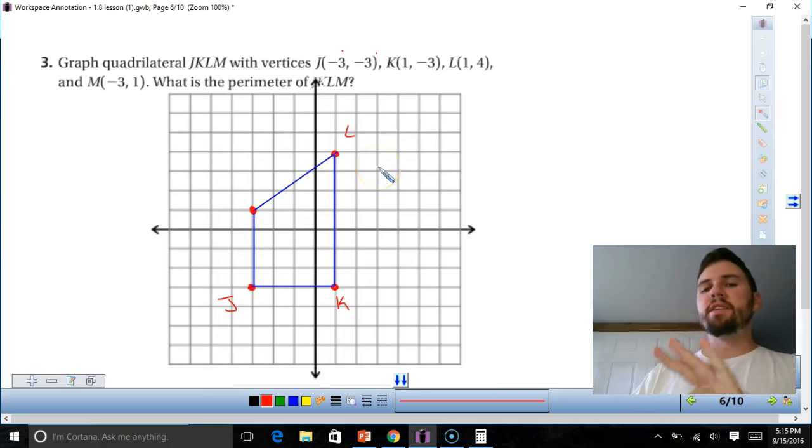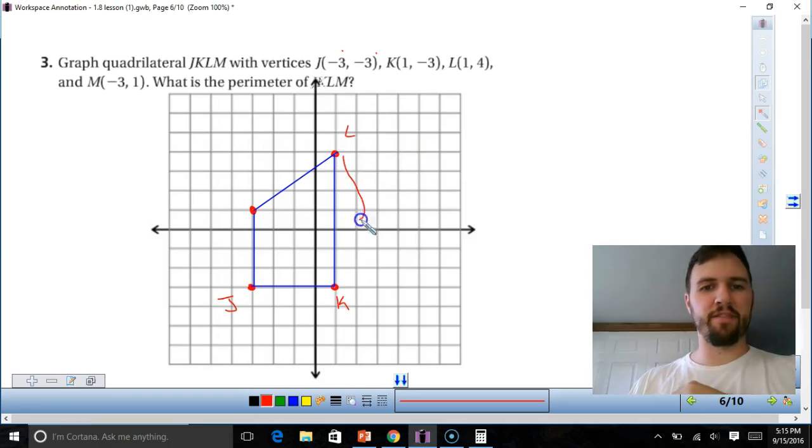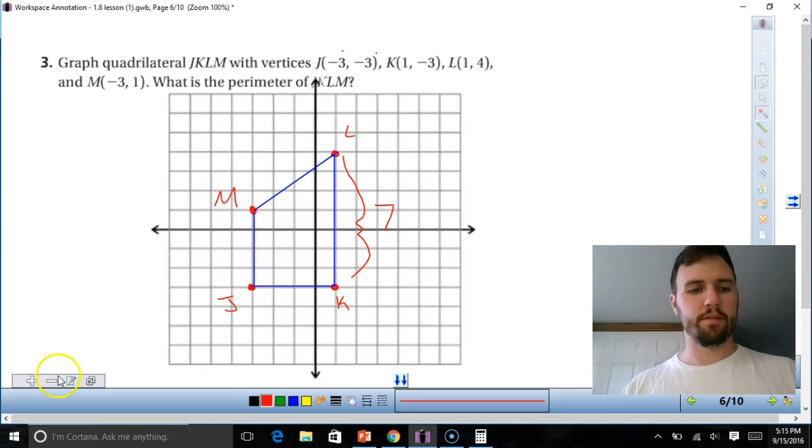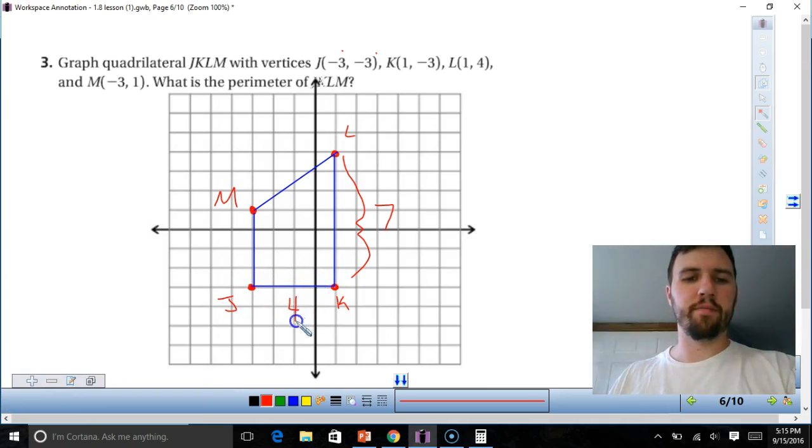Three of the sides are easy, the fourth is not. What's the length of LK? You're on a straight line, so you don't need a distance formula. You can just count: 1, 2, 3, 4, 5, 6, 7. That's 7 high. Again, JK, straight line. Forgot to put M here. JK, 1, 2, 3, 4. JM, 1, 2, 3, 4.